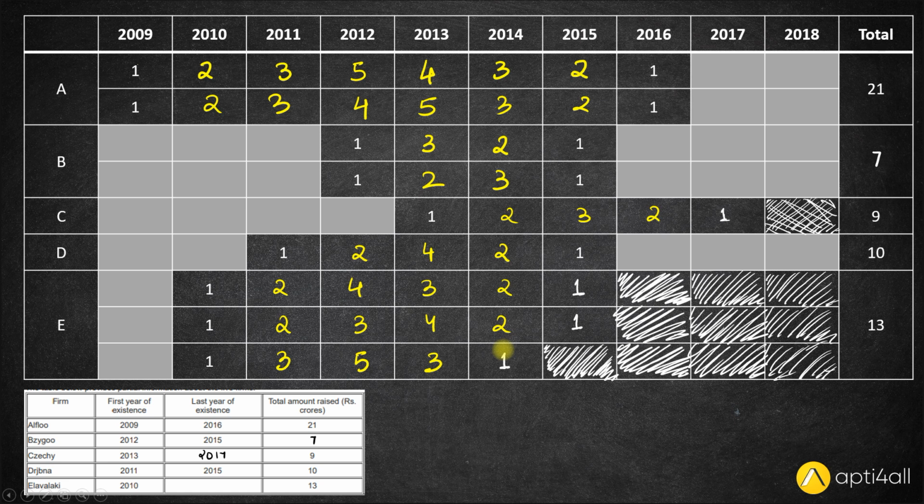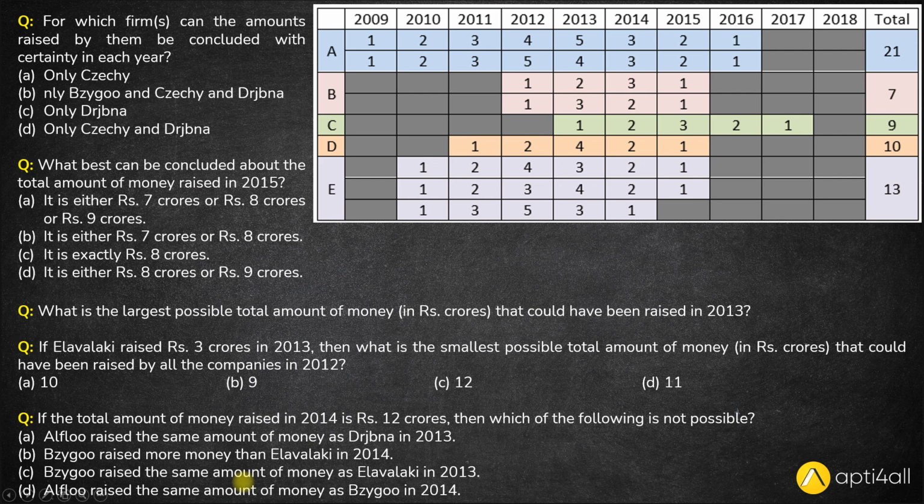Okay. So last years of existence for E can be either 2014 or it can be 2015. Okay. Now let us look at the questions.